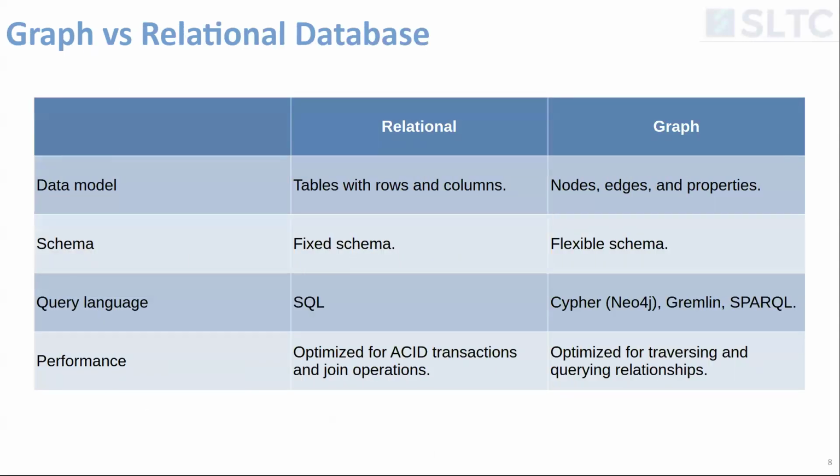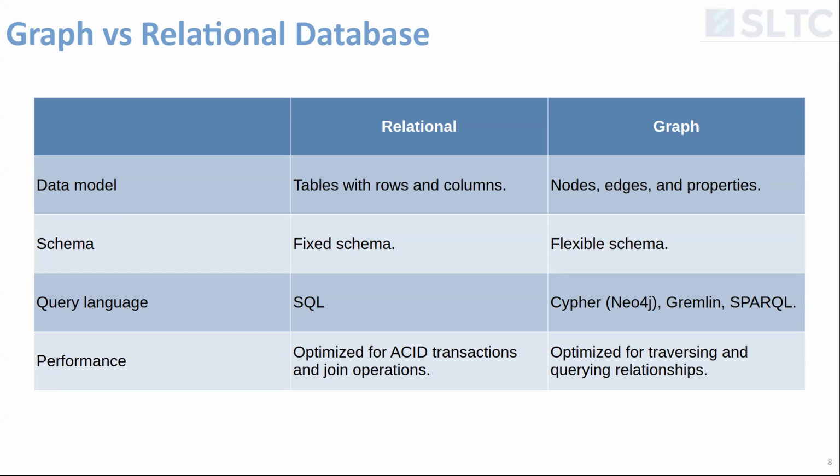Right. Now, here's an interesting slide where we are comparing our traditional relational database versus the graph database. Actually, there are 4 pillars when it comes to comparing. Number 1 is data model. So when it comes to the data model, under relational databases, we have tables with rows and columns, whereas graph has nodes, edges, and properties.